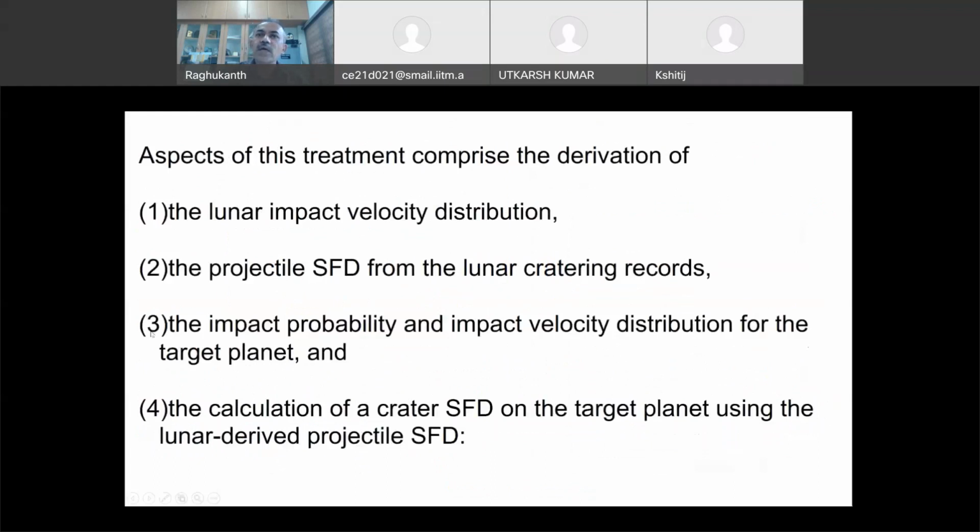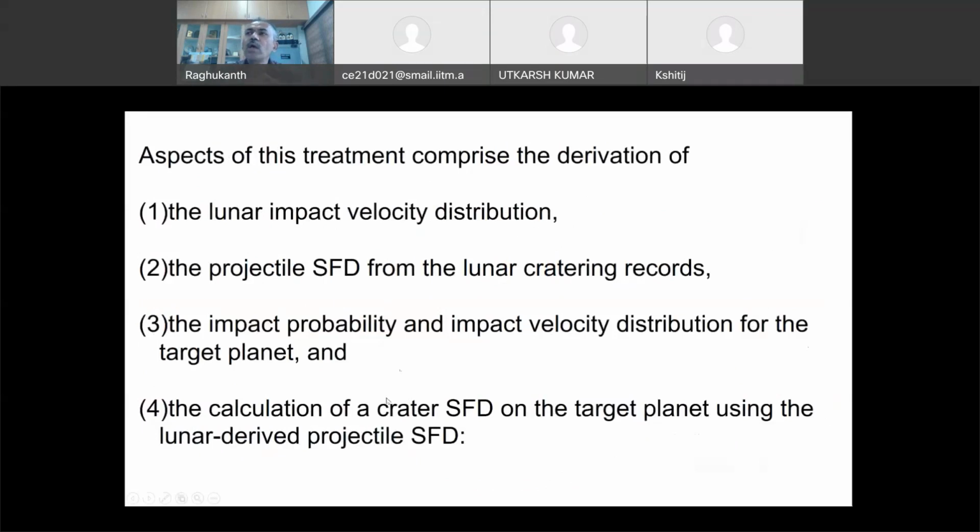Now, which planet are you talking about? Suppose you are talking about Mercury, Venus, or whatever, you should know the impact probability and then the impact velocity distribution for the target planet. This information should be known to you. Once you know all this, you have to calculate the crater size frequency distribution on the target planets using the lunar-derived projectile size frequency distribution. This is how we do it.